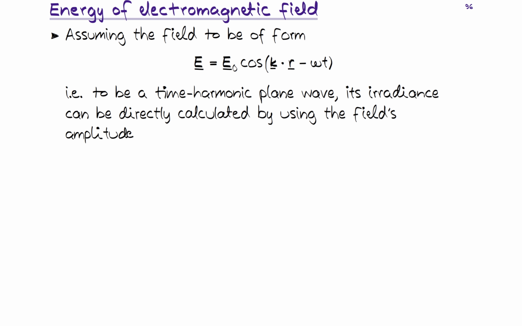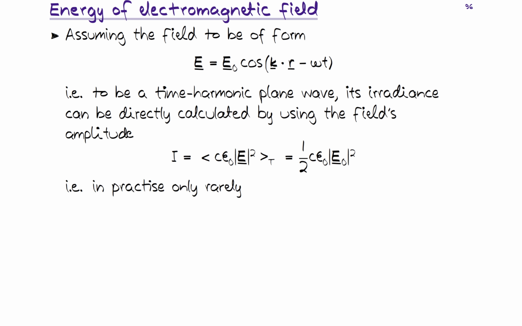Its irradiance can now be easily calculated directly by just using the field's amplitude. So the irradiance, which is the modulus of the Poynting vector, we can calculate that it's the time average of c times epsilon naught times the field modulus squared, and we should calculate this time average. But we now already know that we can simply calculate that: it's 1/2 times c times epsilon naught times the modulus squared of the E naught.